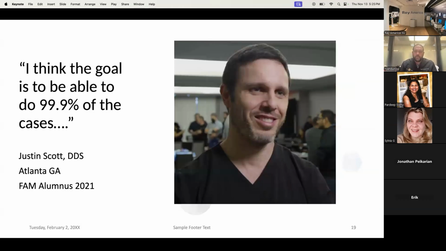This is a great quote from one of my alumni and friends, Justin Scott from Atlanta. He said, the goal is to be able to do 99.9% of the cases. And I think that's true. I think that there are some patients that just don't qualify for this. I think that either they're medically compromised or they just have absolutely no bone whatsoever.